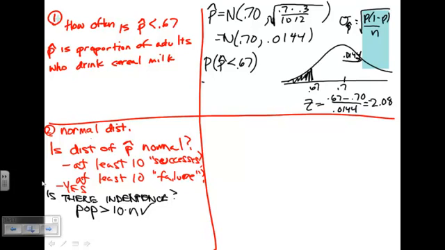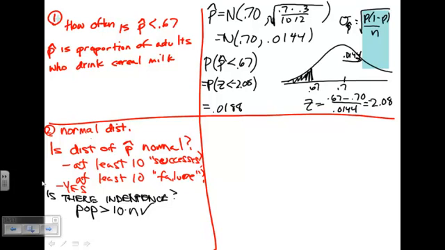So this proportion is equal to the proportion of z-scores that are less than negative 2.08. And that's nice because that's just the way the table's written. We look up 2.08 on the table. It's going to be something like 0.0188. Okay? Are we okay with that?